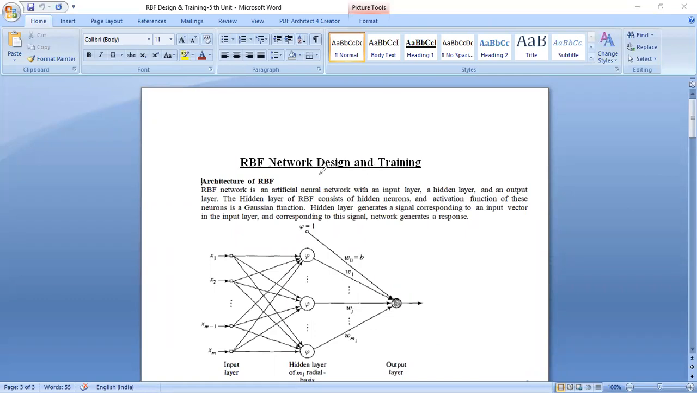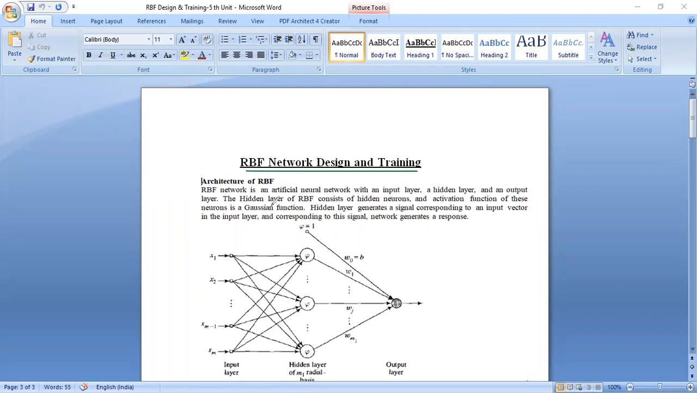Hello everyone. Our today's concept is RBF network design and training. First of all, we would see the architecture of RBF network.